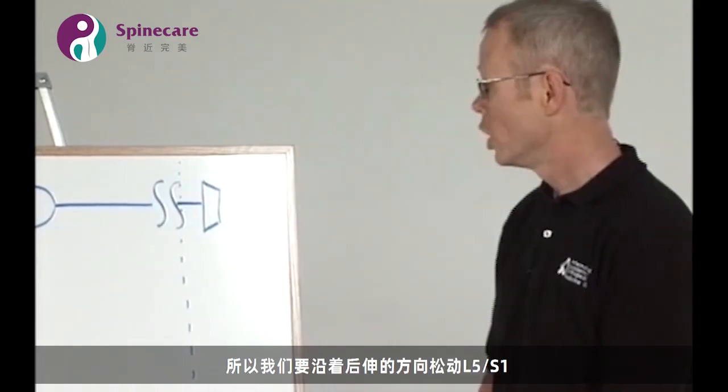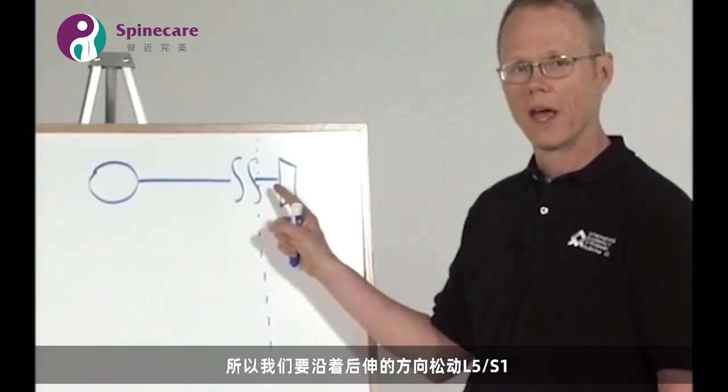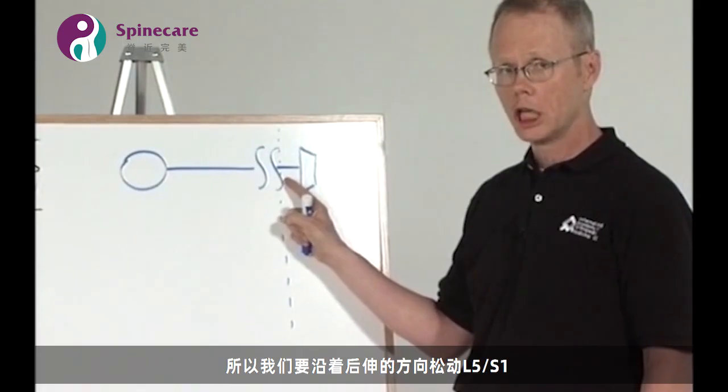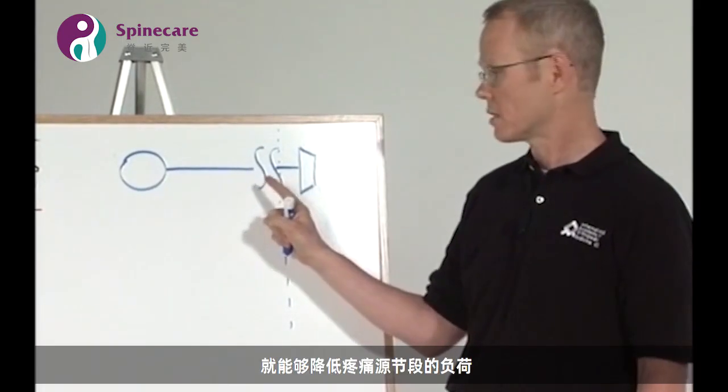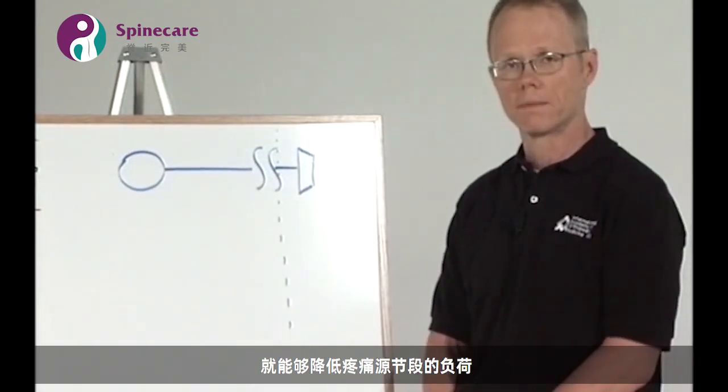In this case, the patient has pain with extension. So we're going to mobilize L5-S1 first in the direction of extension so that when she extends, it takes the load off the pain-generating segment.